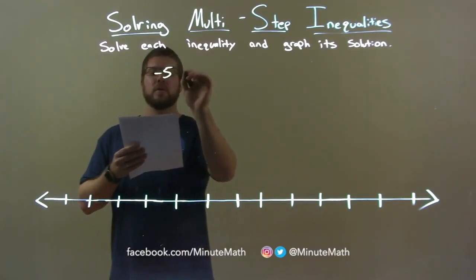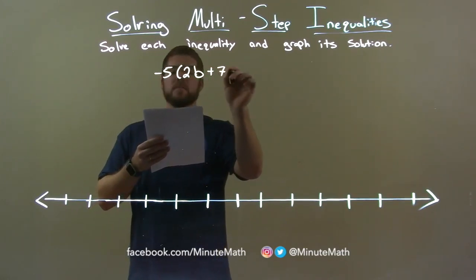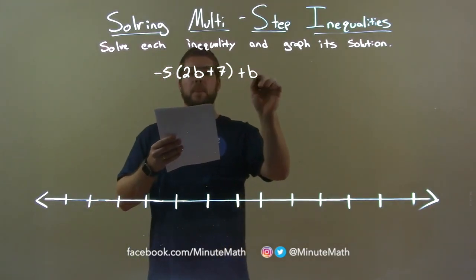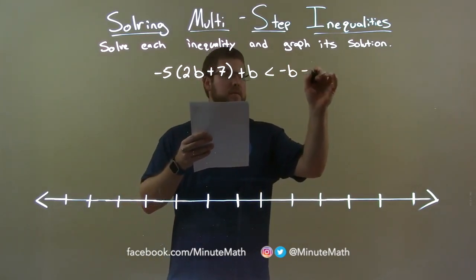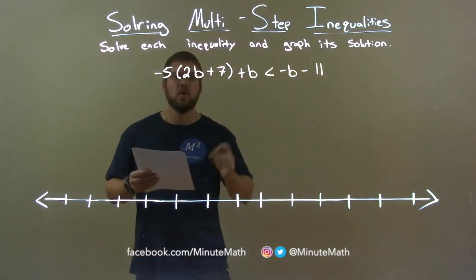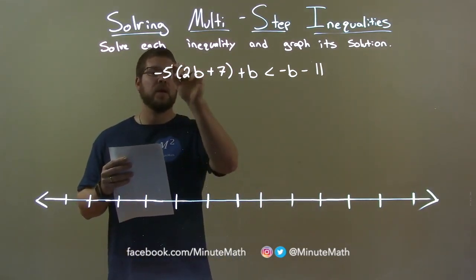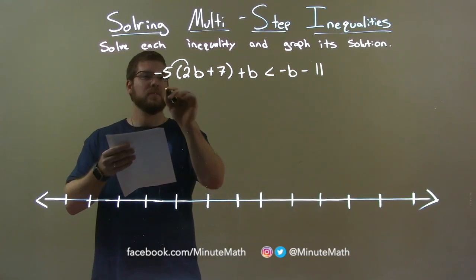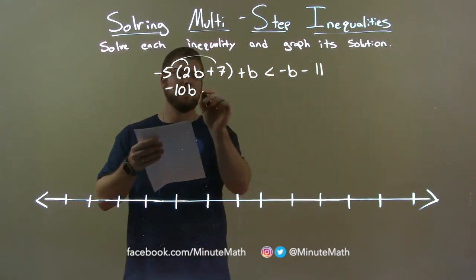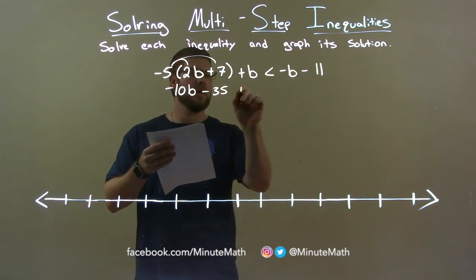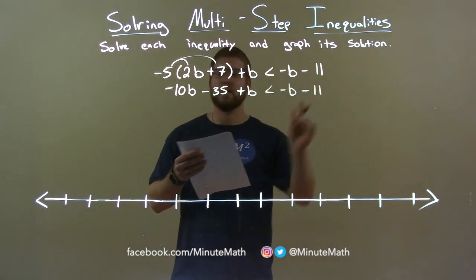Negative 5 times 2b plus 7 plus b is less than negative b minus 11. First thing I want to do is to distribute the negative 5 into the parentheses. Negative 5 times 2b is negative 10b. Negative 5 times 7 is a minus 35 here. Then plus a b, and less than negative b minus 11.